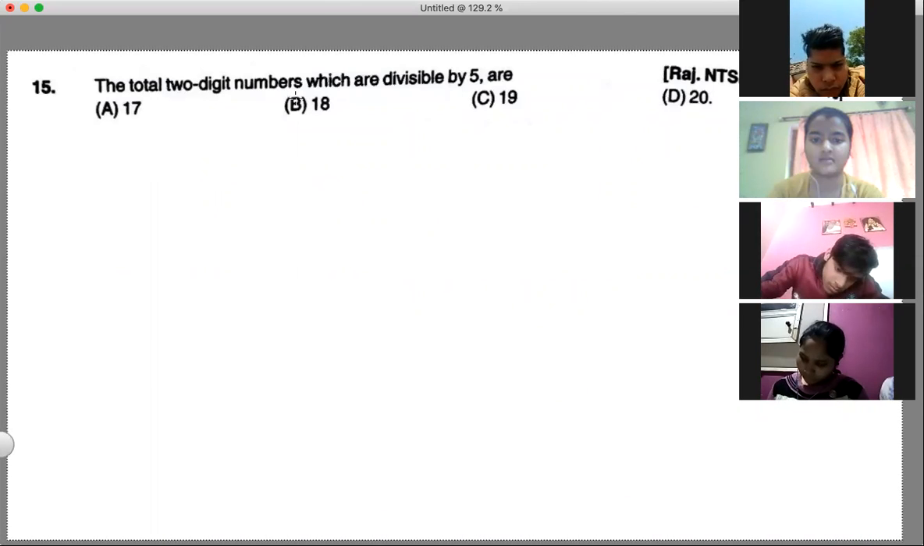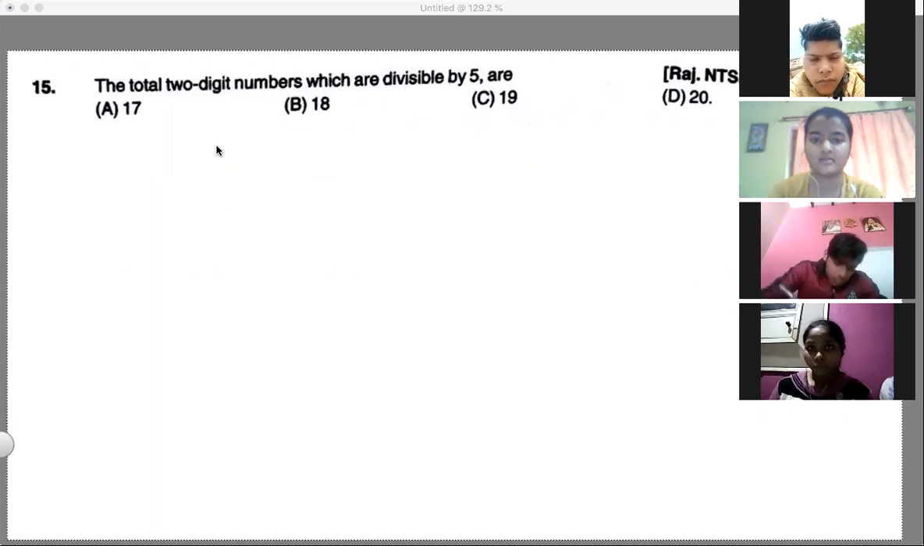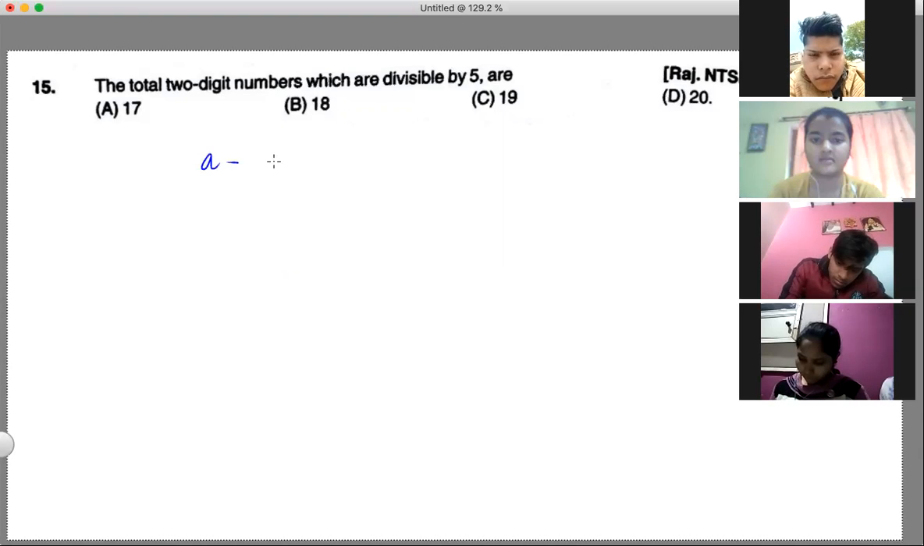The total two-digit numbers which are divisible by 5 are. Okay, this is a very standard question, it comes a lot in boards. How would we do it? Let's do it mathematically. What is the first two-digit number which is divisible by 5? So 10. Which is the biggest two-digit number that is divisible by 5?